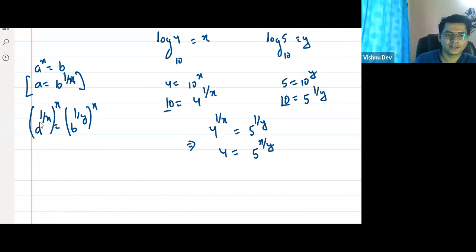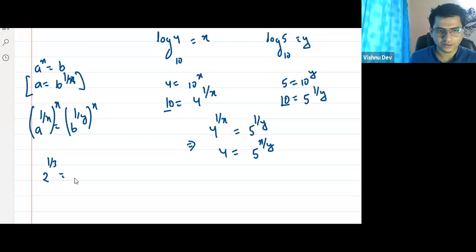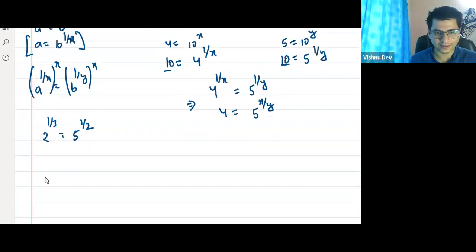A to the power 1 by x whole power x. I want the power to be on one side. That's why I'm doing it. You may ask, sir, why am I doing it? I want all the power on one side only, right? If 2 to the power 1 by 3 and 5 to the power 1 by 2, so can I write it like this? 2 to the power 2 is equal to 5 to the power 3 by 2. Yes or no? Yes or no?